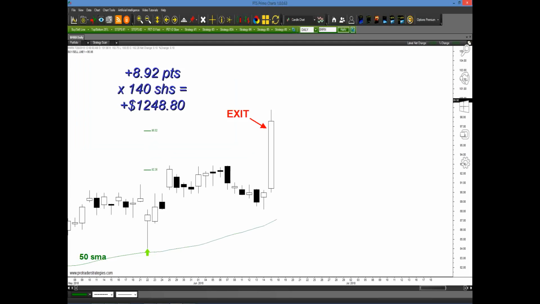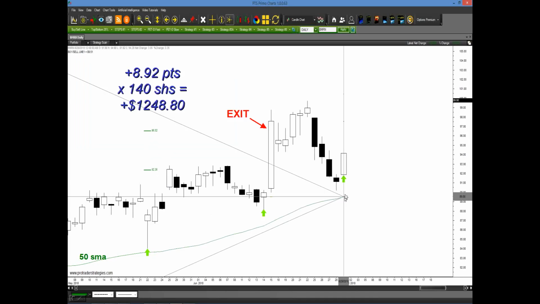Very simple, very easy. Had you waited for price to get to level 1, well, here's where your stop would have been. And it almost got there, but you never got stopped out unchanged. And you would have exited with an 8.92 gain. All right? Okay, so we continue to scan on a nightly basis. And coming into July, guess what? We have another strategy number 4 buy signal here.